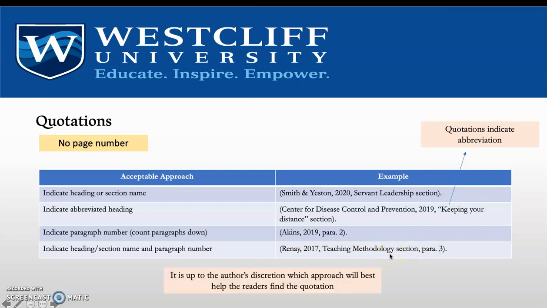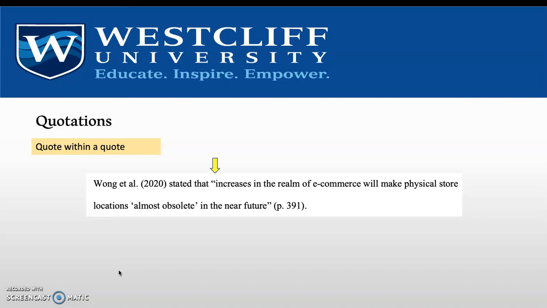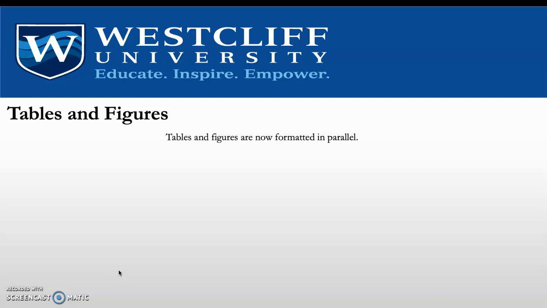It's up to the author. It's their discretion which approach will be best to help their readers find the quotation. There's a quote within a quote. You have the double quotation marks to start, and then it's the single quotation marks within where it was actually quoted in the work they're referencing, and it ends with the double quotation marks.